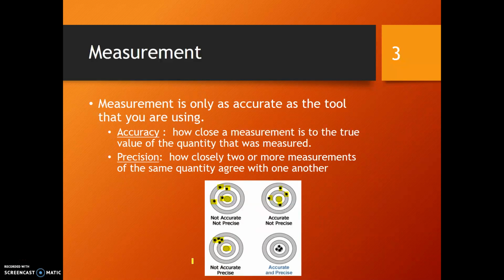Now, the best scenario for a measurement is when all of the measurements are close together and they are close to the true value. So this 4th bullseye shows both accuracy and precision.